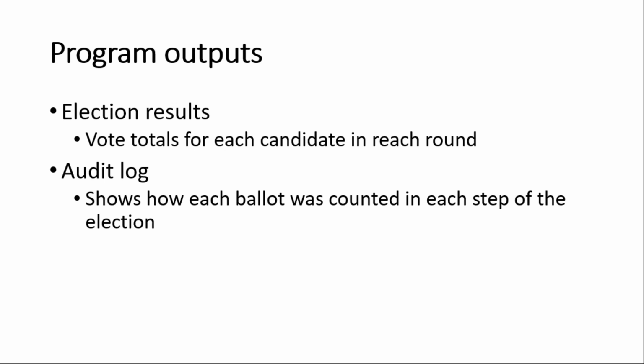The outputs of a ranked choice voting tabulation are also relatively straightforward. The first output is the election results, which really consists of vote totals for each candidate in each round of the tabulation. And that's the difference from a traditional plurality race. Instead of having one vote total for each candidate, in a ranked choice voting election you have a vote total for each candidate in each round, and that tells you what happened in the election.